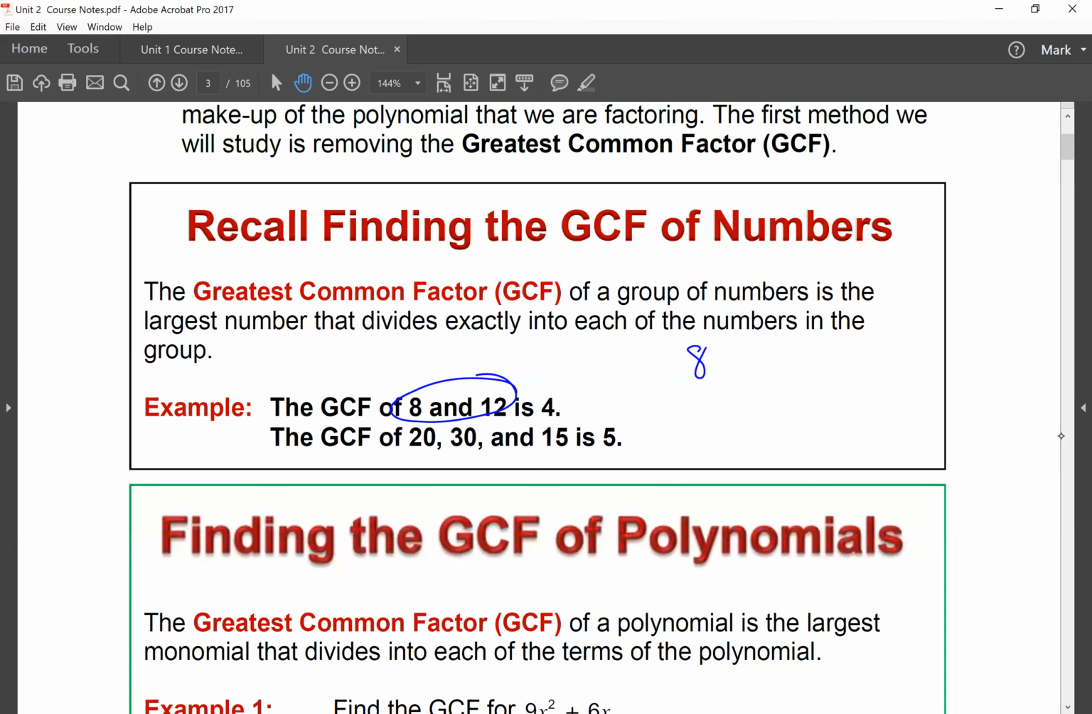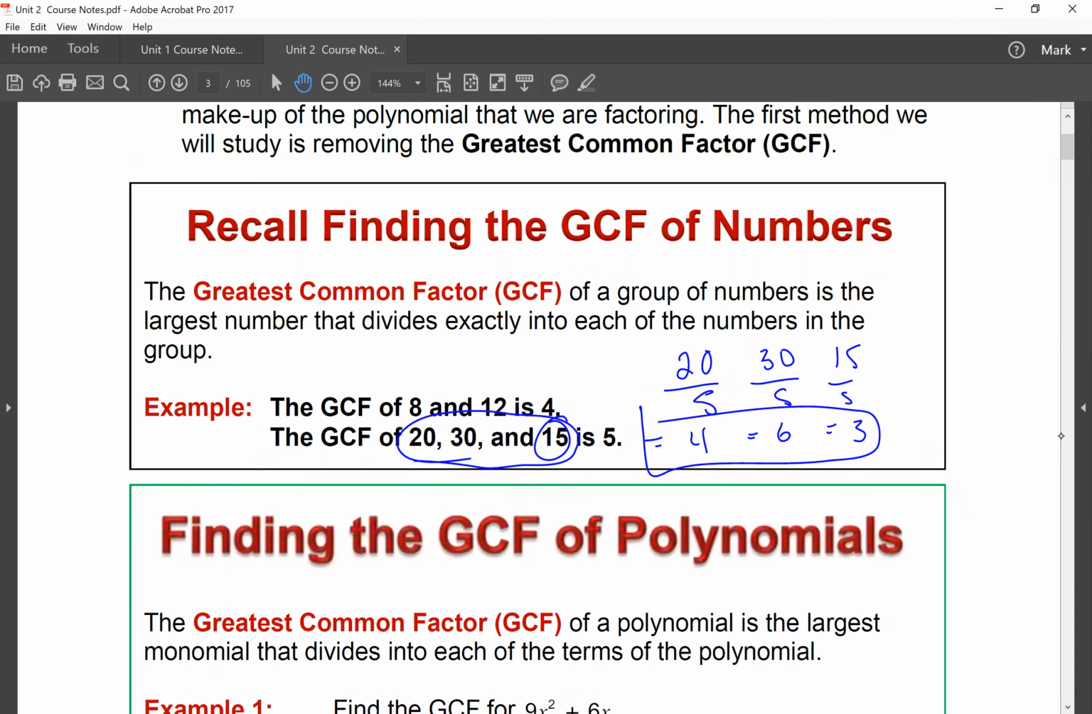Okay, what about the next example? 20, 30, and 15. Now, if it was just 20 and 30, I would say 10 is probably the greatest common factor. But unfortunately, I have 15. And the biggest number that goes into these numbers is 5. 20 divided by 5 is 4, 30 divided by 5 is 6, and 15 divided by 5 is 3. So the GCF is 5. The greatest common factor is 5.